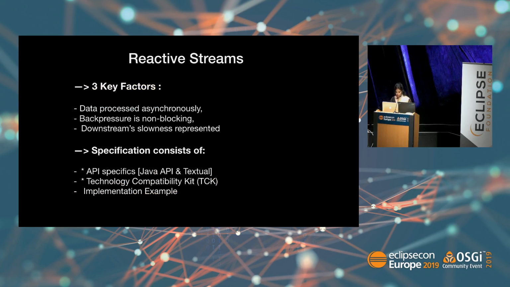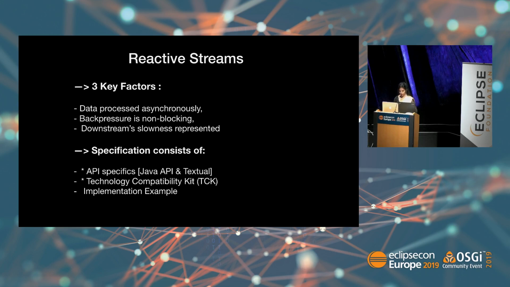Yeah, so reactive streams, the key factors which make your stream reactive are that the data are processed asynchronously and the back pressure is non-blocking. Then the downstream's slowness is somehow known to the upstream. In all the systems with streams that you build, you make sure the producer is always aware that the consumer cannot take it.